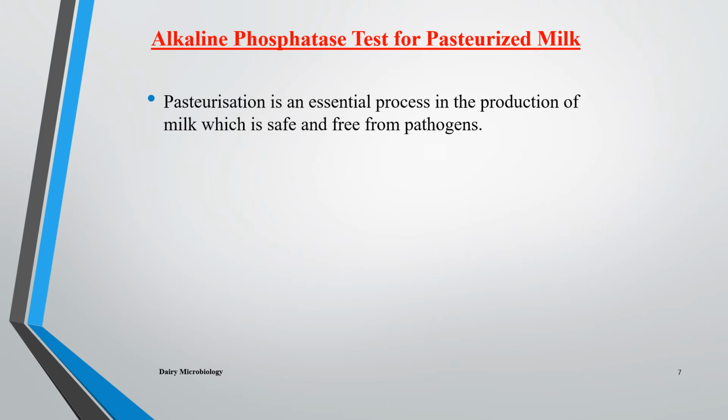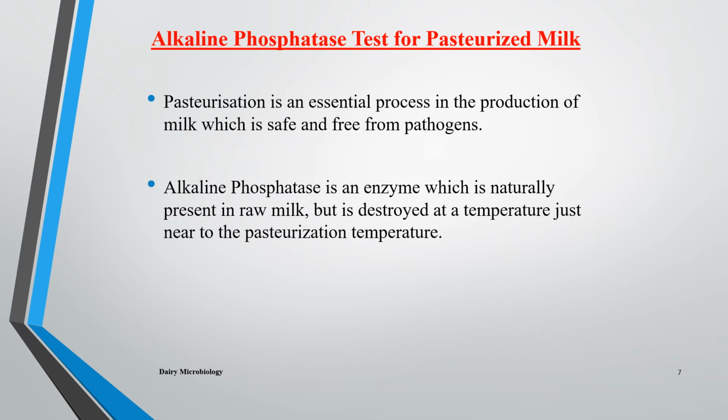While the third method is UHT pasteurization, that is ultra high temperature pasteurization, in which the milk is exposed to high temperature, that is between 115 to 130 degrees Celsius for 2 to 6 seconds.